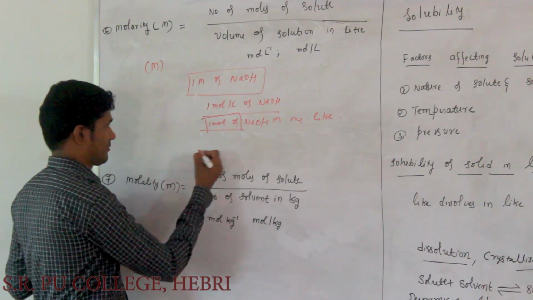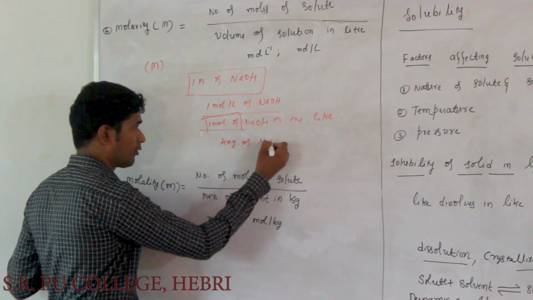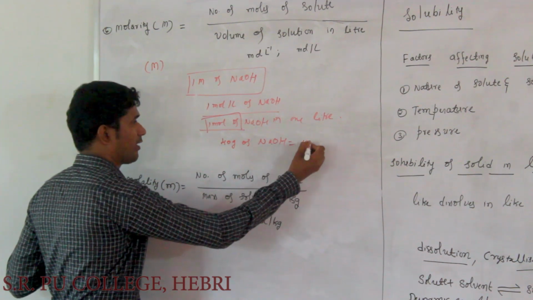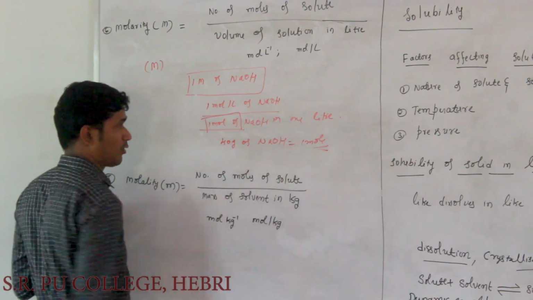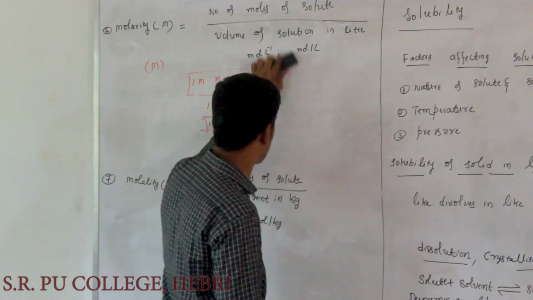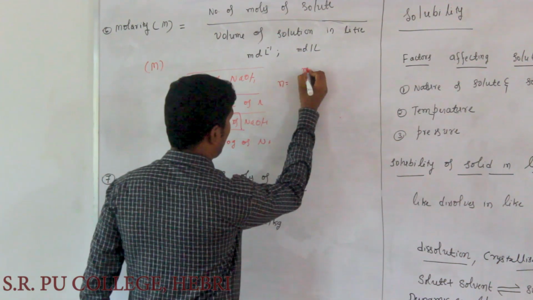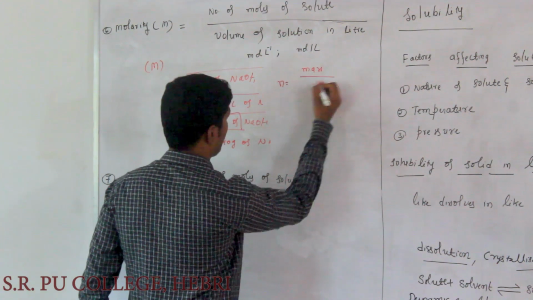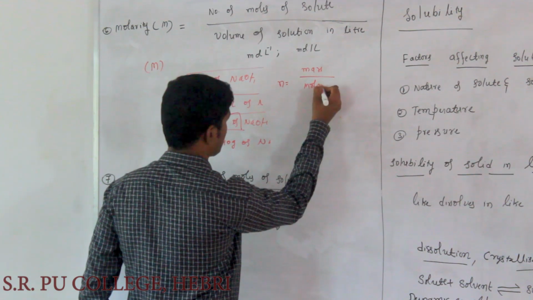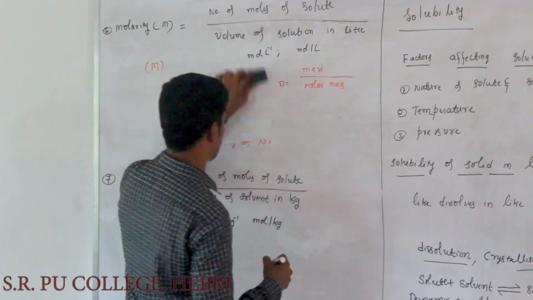1 mole is nothing but 40 gram of NaOH. How do you know 40 gram is equal to 1 mole? You know the formula for that. N, the number of moles, is equal to mass divided by molar mass.